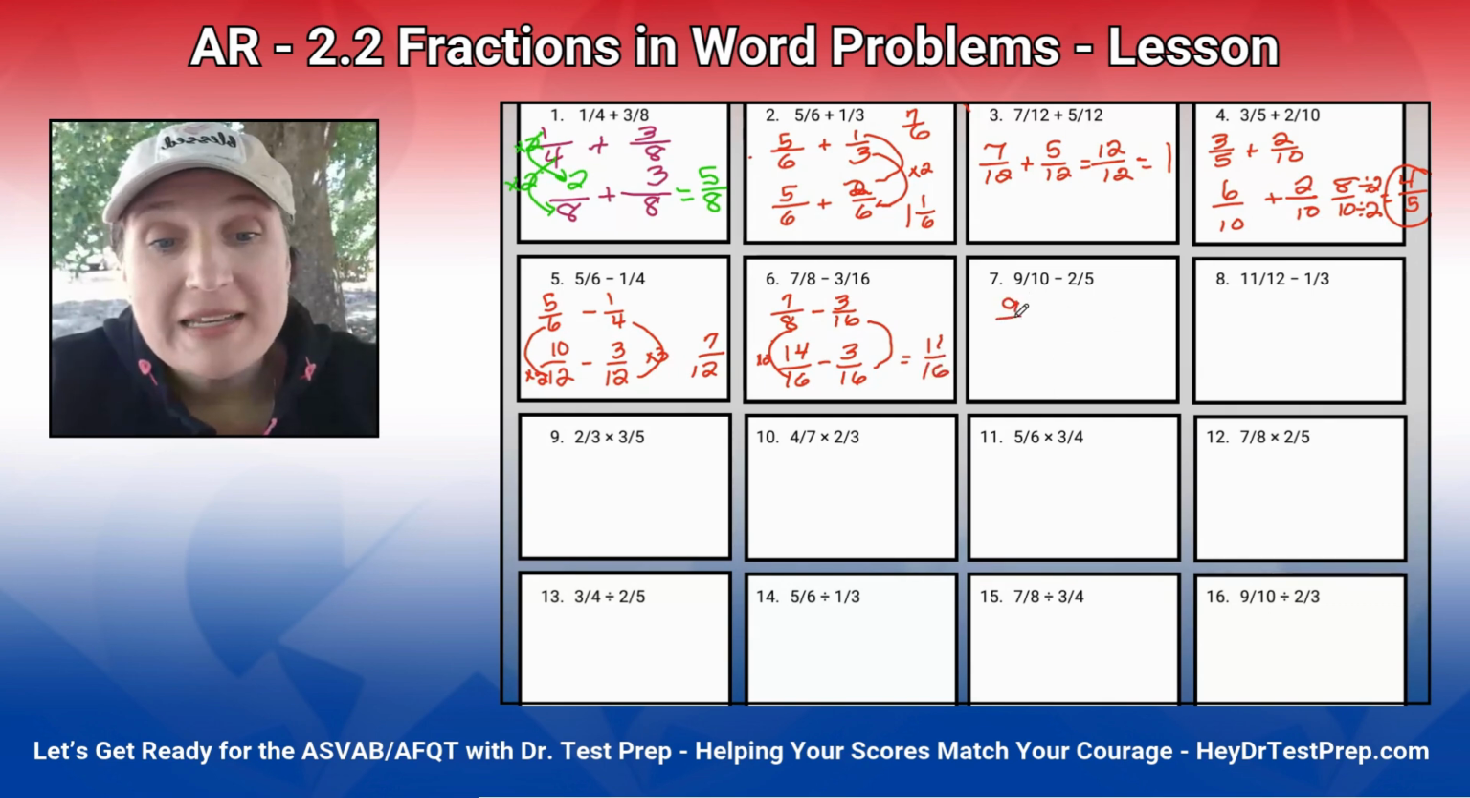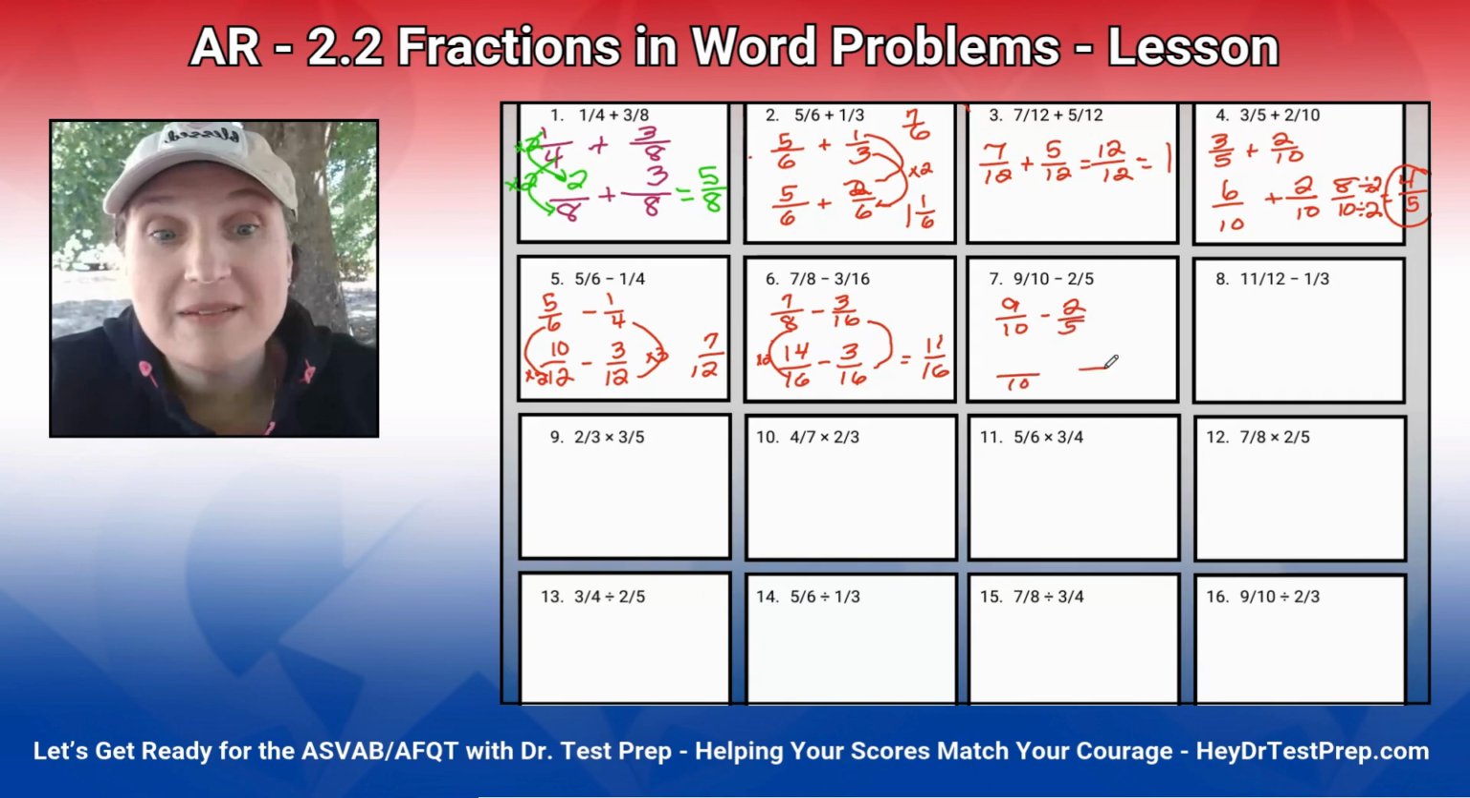Here we've got 9/10 minus 2/5. Our denominator is going to be 10. This 9 just comes on down. 5 times 2 is 10. 2 times 2 is 4. Then we go across and we get 5/10.